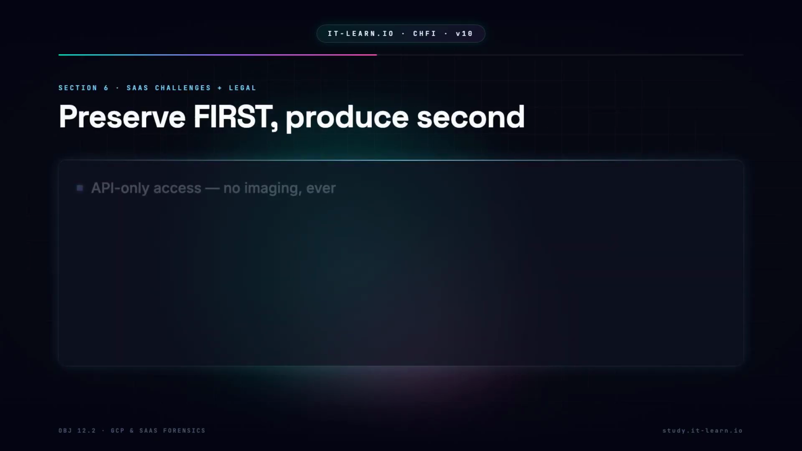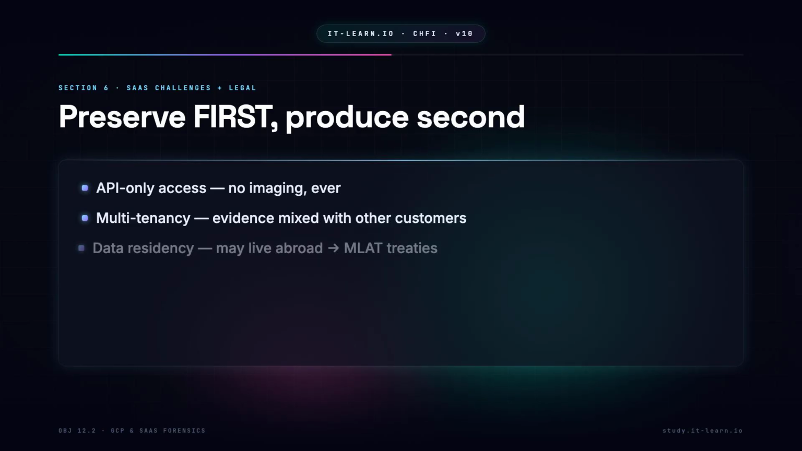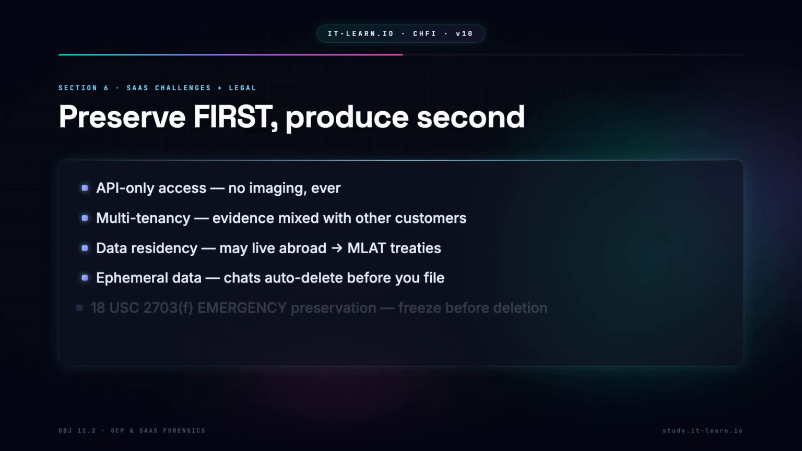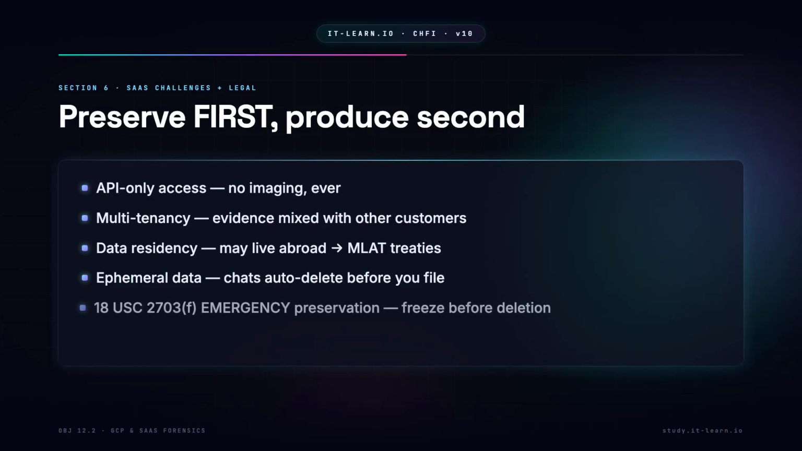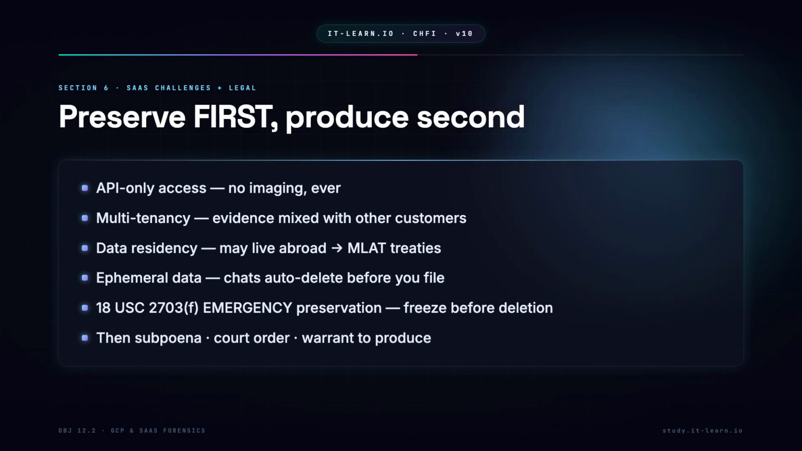Now the hard wall, SaaS evidence challenges. You get API-only access, no imaging ever. Multi-tenancy: your evidence is mixed with everyone else's. Data residency: it might physically live in another country, which drags in MLAT treaties. And ephemeral data: chat messages that auto-delete before you even file.